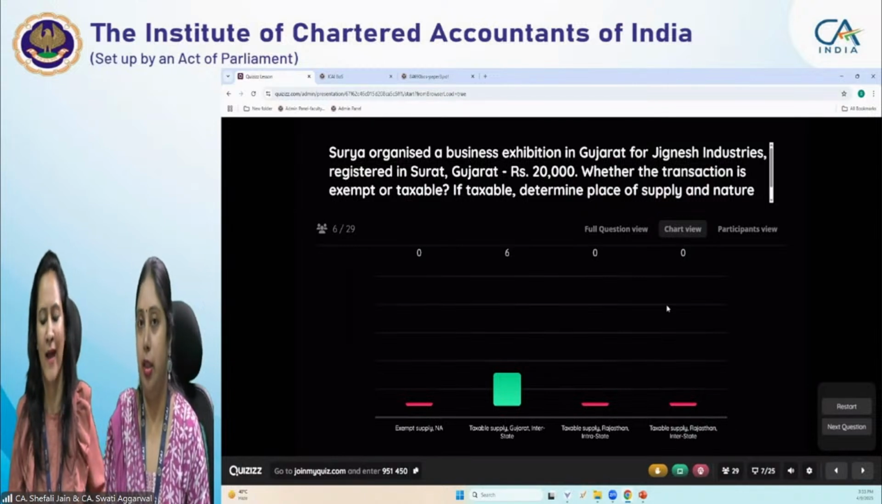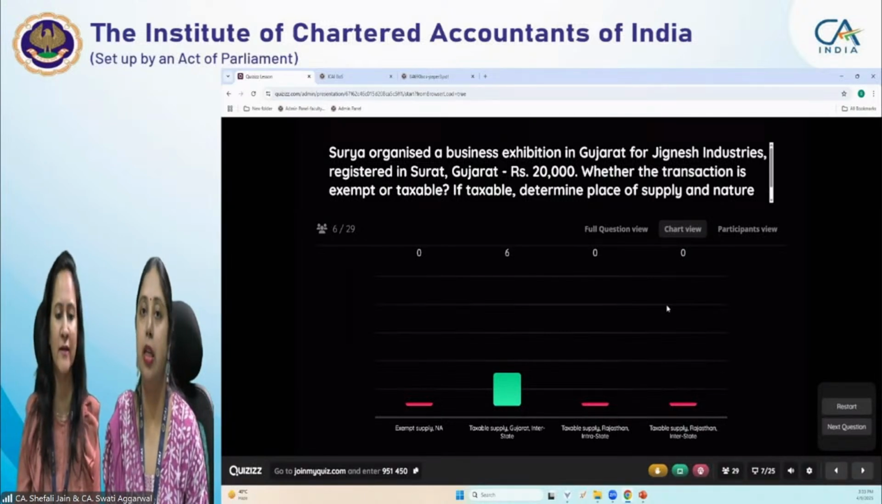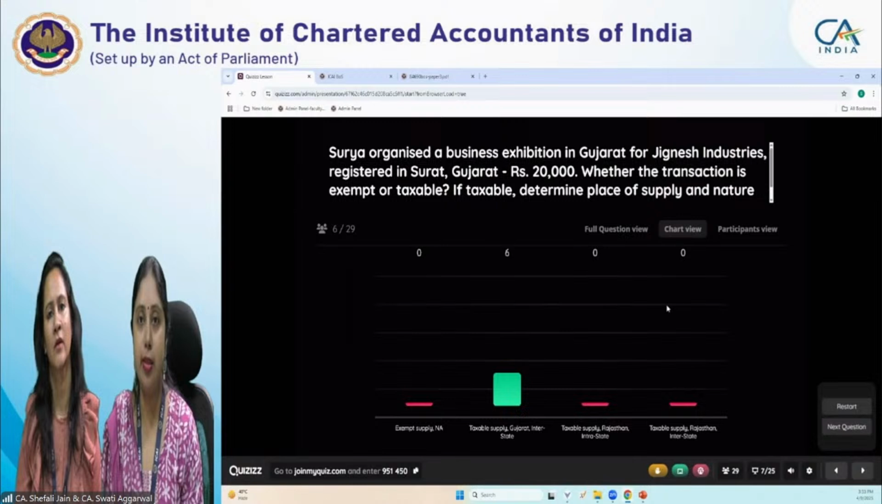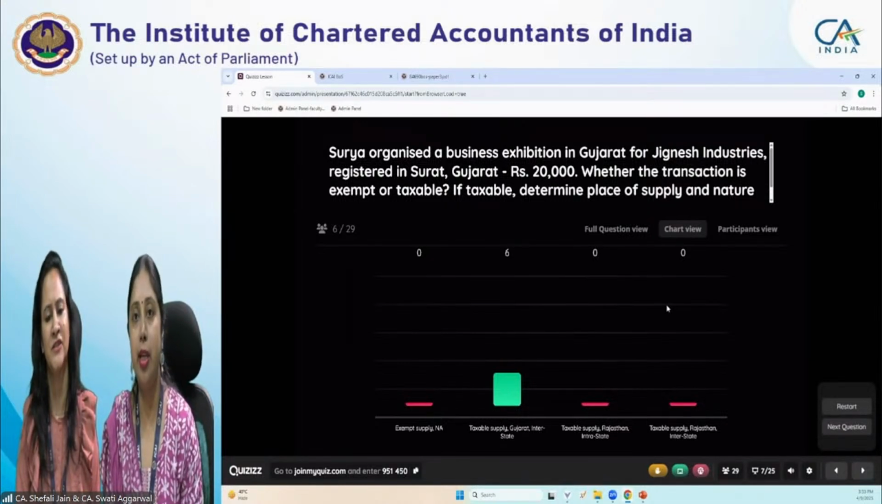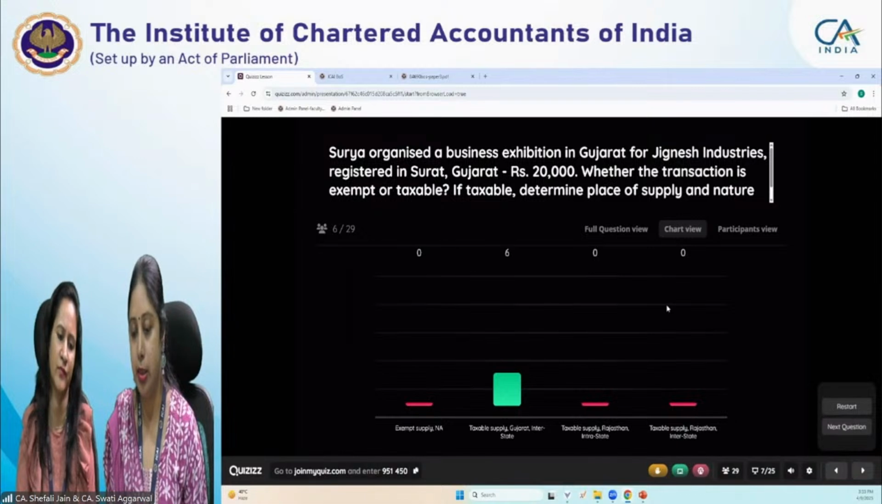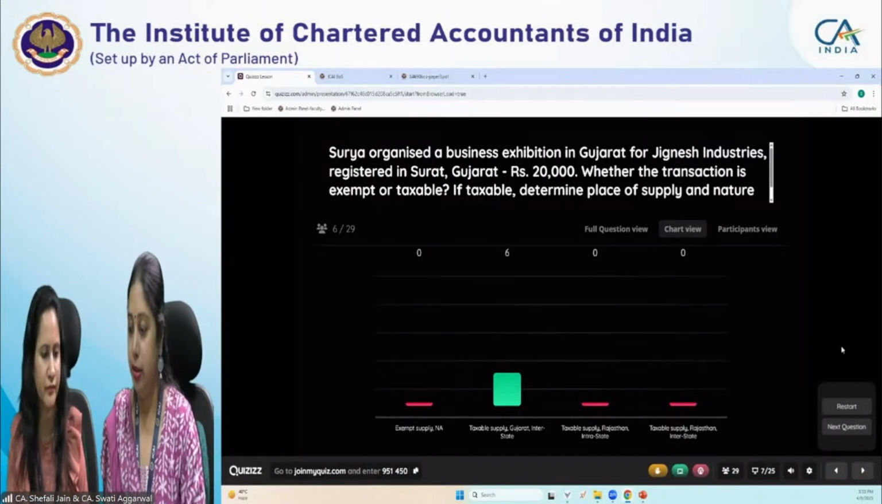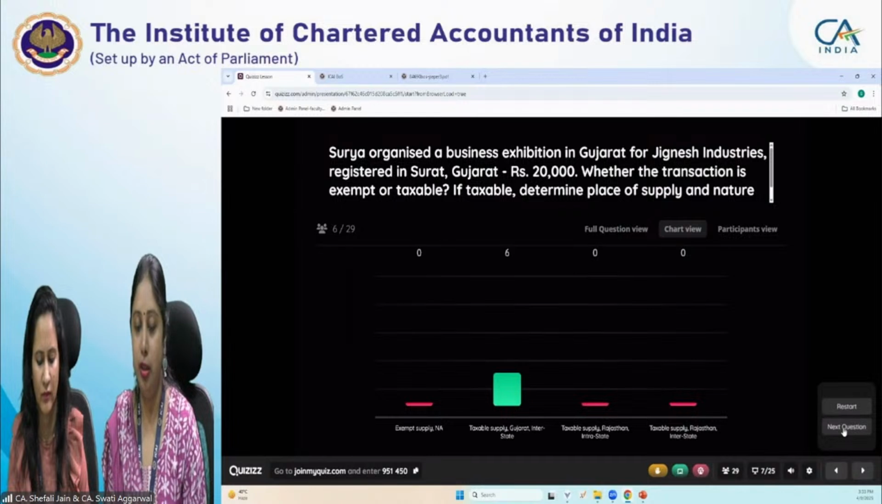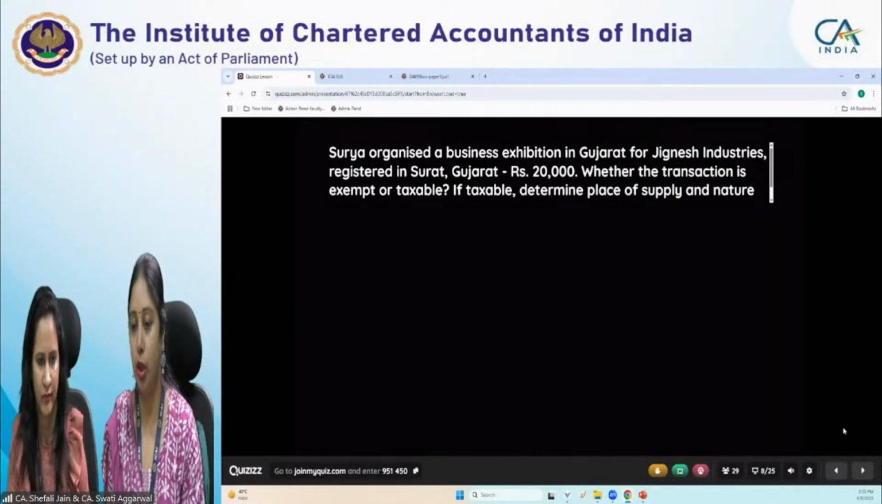Since the location of the supplier and the place of supply are in different states, that is why it is an interstate supply. The location of the supplier is Jaipur, Rajasthan. We know that Surya is from Jaipur, Rajasthan, and the place of supply is Gujarat, so it makes it an interstate supply. Let us move to the next question, and that covers an exemption. In fact, this also covered an exemption in a way. You have understood that exemption, though it is not applicable.